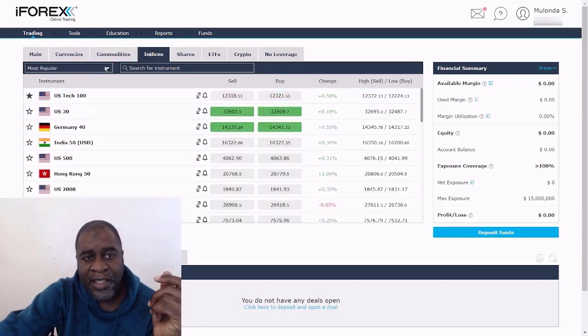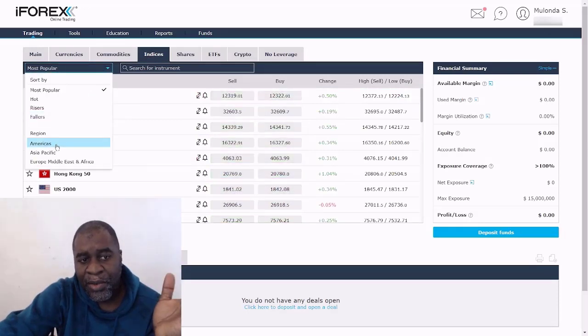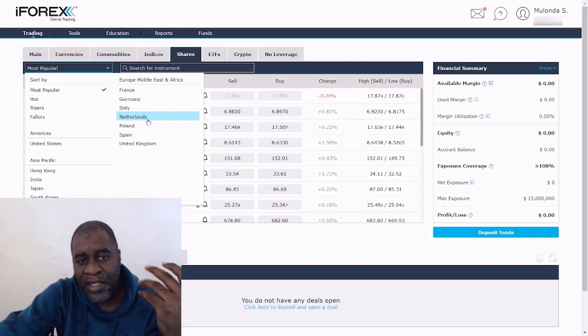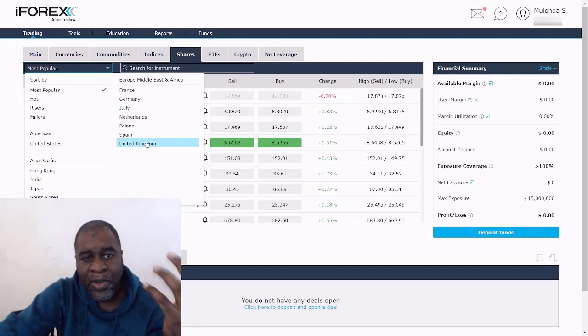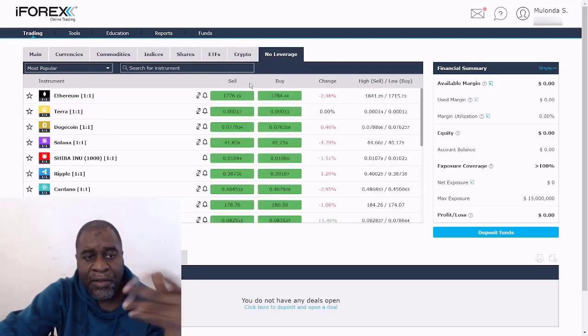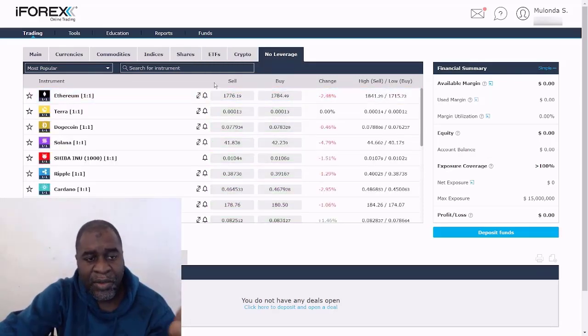You can trade indices. You can trade North American and South American indices, Asian Pacific indices, European and Middle Eastern indices as well. You can trade shares, Asian shares, US shares, Hong Kong shares, Indian shares, Japan, South Korea, France, Germany, Italy, Netherlands, Poland, Spain, United Kingdom. You can trade all these shares. You can trade ETFs, you can trade crypto, and they've also got a no leverage trading where it's one-to-one. Whatever you have, that's what you're going to trade.